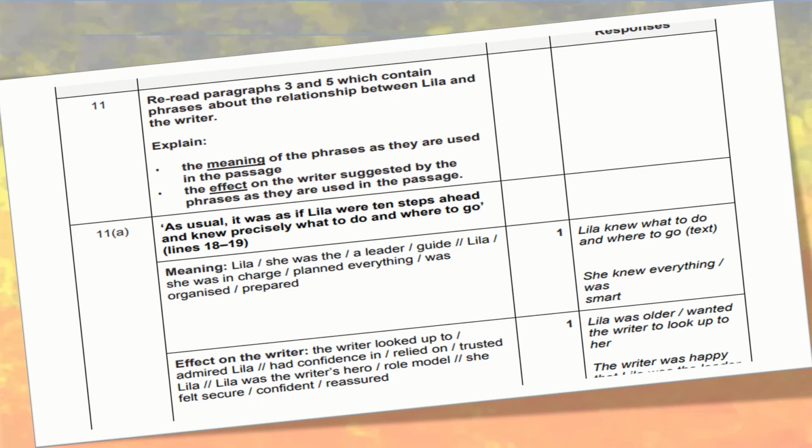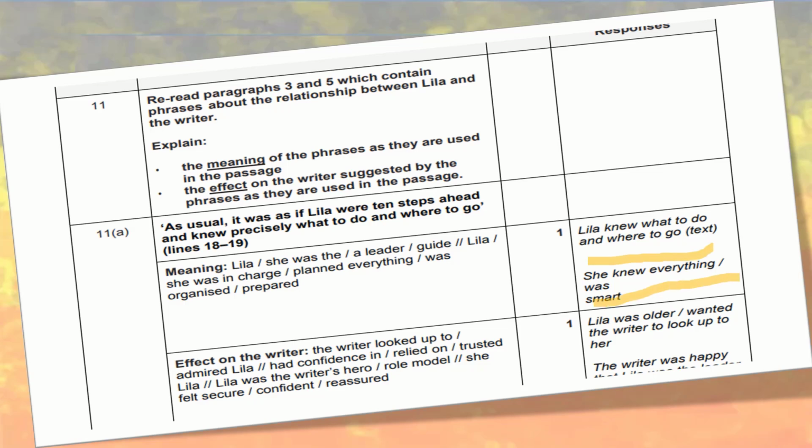As the writer herself lacks courage, she admires Leela. She has confidence in her. She relies on Leela. She trusted Leela for everything. Leela was a sort of hero to the writer. She was a role model to her. She felt secure. She felt confident. She felt reassured. So any effect out of all these, not that you have to tell all these words, any word which is quite near to these meanings will be taken. But look at this, that this will not be taken. So be very careful in answering this part of the question. It's not difficult, it's just to the point.